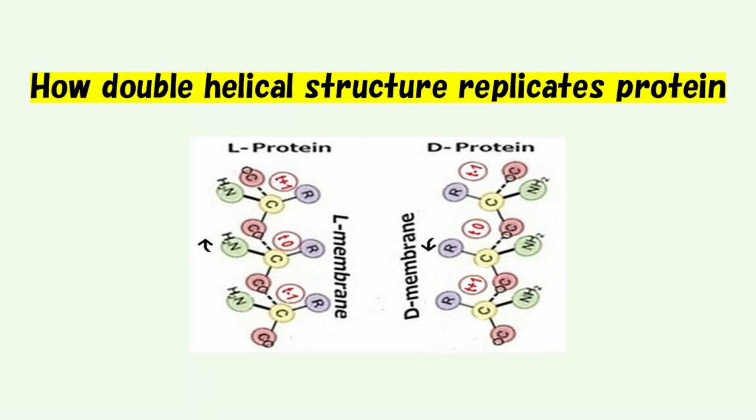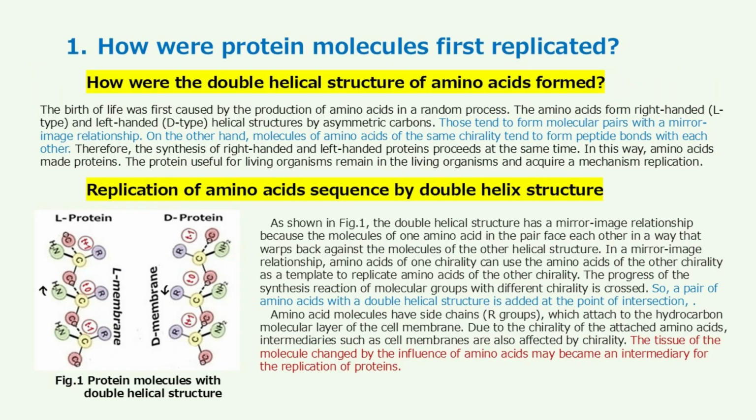How does the double helical structure replicate protein? How were protein molecules first replicated? How was the double helical structure of amino acids formed? The birth of life was first caused by the production of amino acids in a random process.